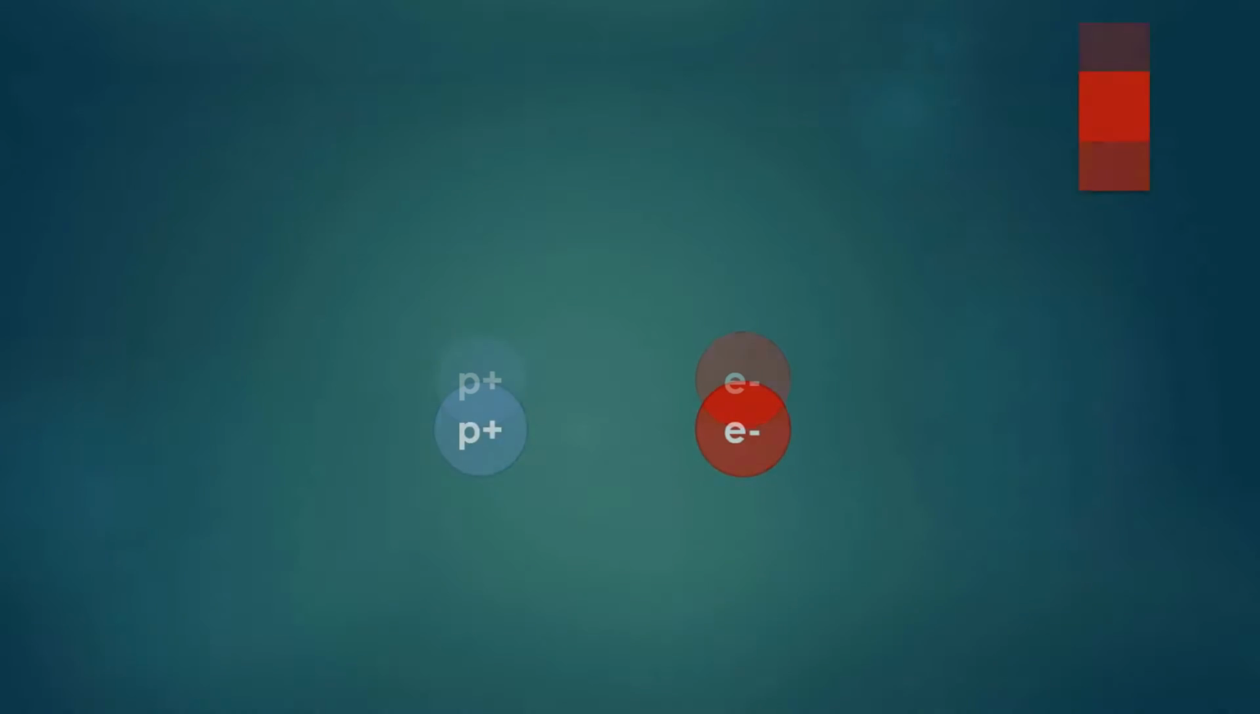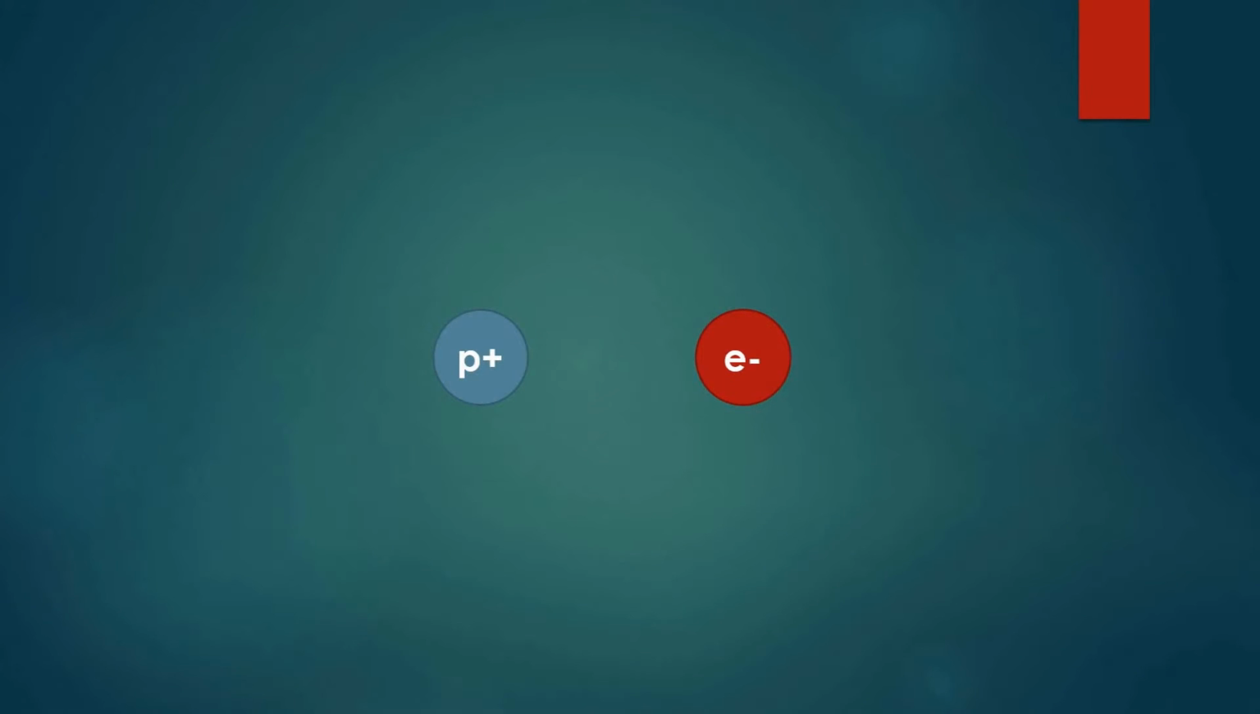So what happens if we take a proton and an electron and put them together? So the proton has a positive charge, hence it's labeled P+. The electron has one negative charge. So if we let go of them, let's see what happens. It looks like they're attracted to each other. When we let them go, the proton and electron stuck together.